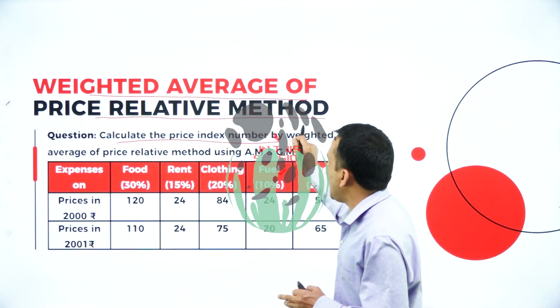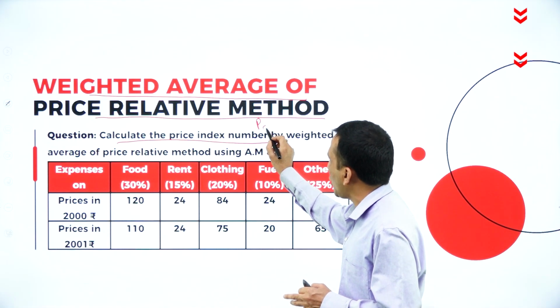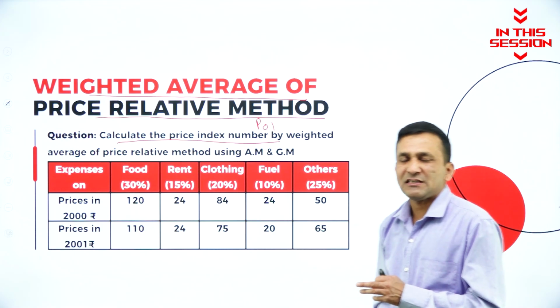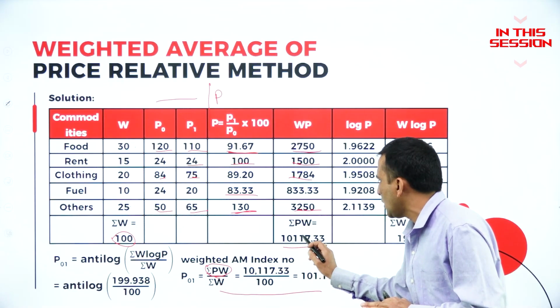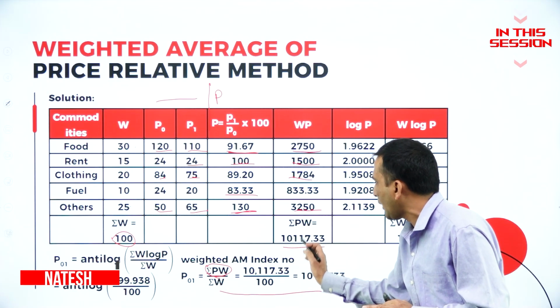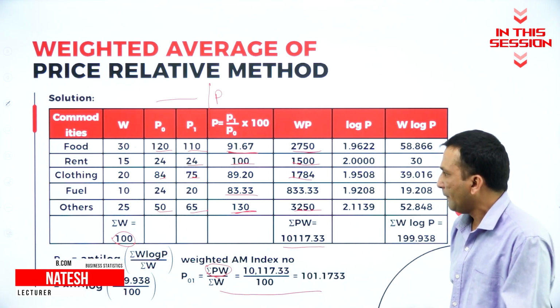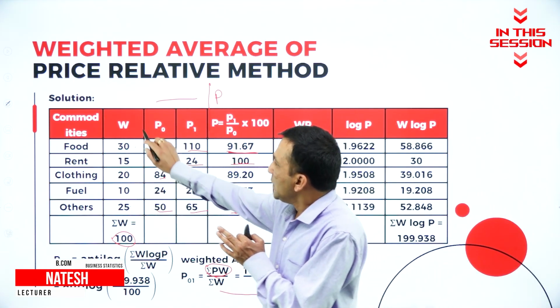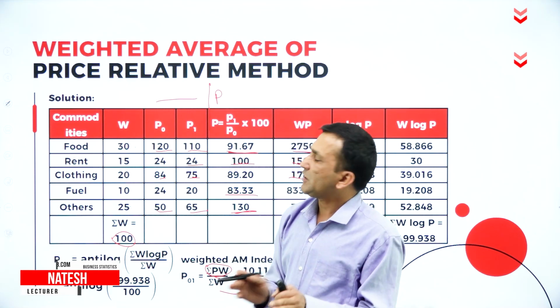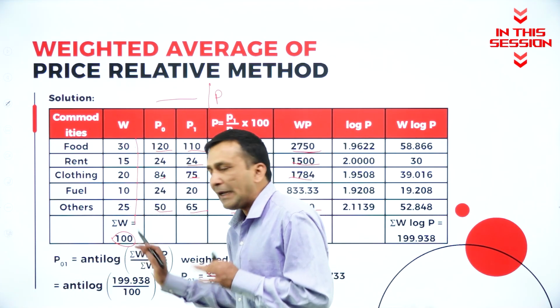Calculate the price index number. Symbolically, when you are writing P01, it is always for the price index. 10,117.33, okay, we got the total for the numerator. And the denominator, how are we getting it? Whatever is given in the question, we take the weight total, and we get 100.